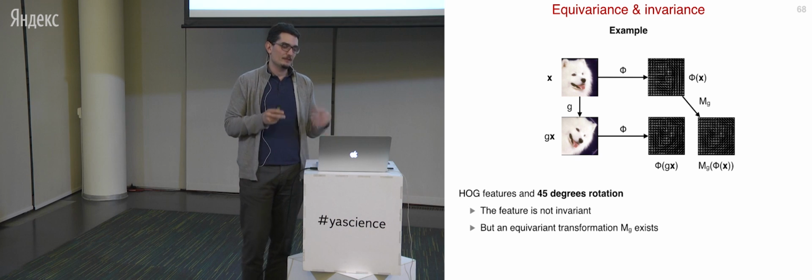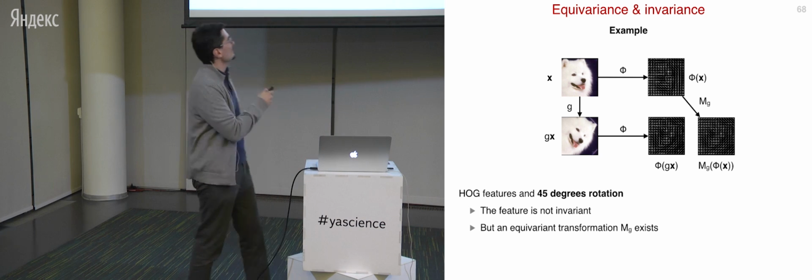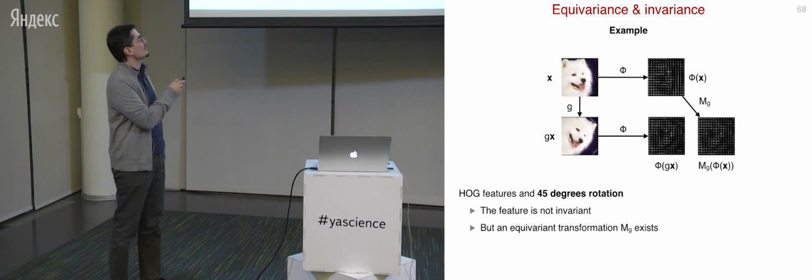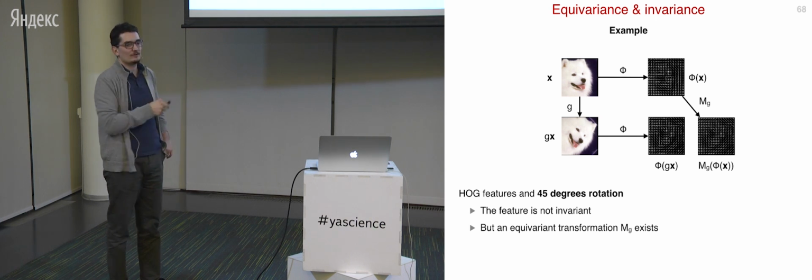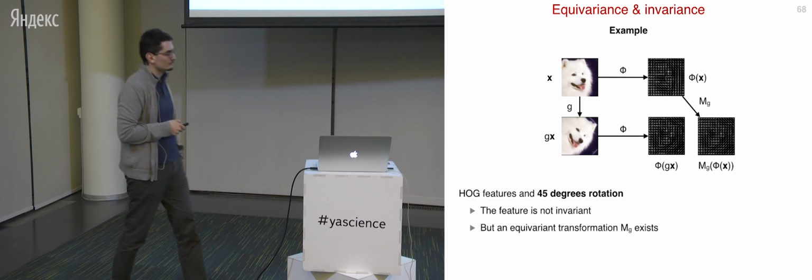Here's how this works in a practical case, HOG. So we have an image, we compute HOG features. We have the same image rotated, we compute HOG features. And now, instead of going this way, we want to go that way and then find a mapping M_g that rotates the features directly. Can we do that?